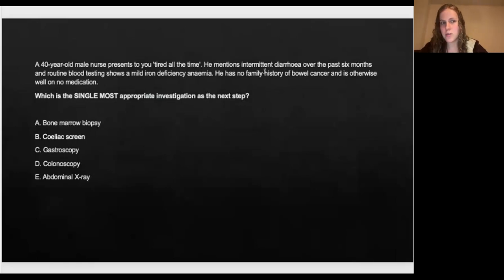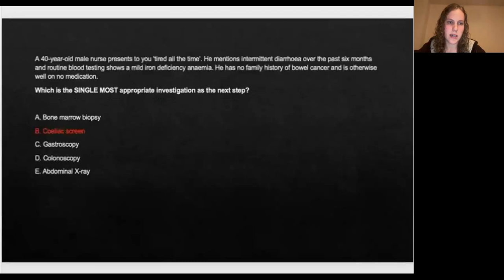It's a 40-year-old man, so we're not really thinking about bowel cancer too much, but always want to keep it at the back of your mind. And he's got a vague symptom of being tired and intermittent diarrhea, and this iron deficiency anemia. So the answer is actually celiac screen, and just to point out, celiac disease is a relatively common cause of iron deficiency, so it's always good to rule it out before worrying about anything bigger. But does anyone know what a celiac screen involves?